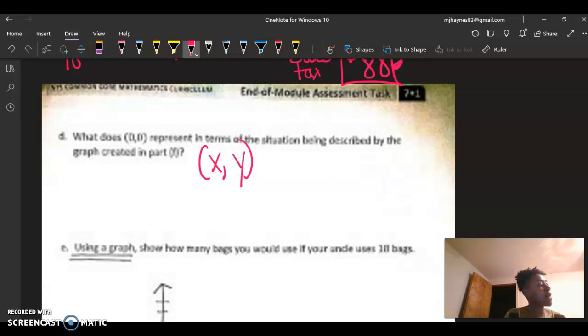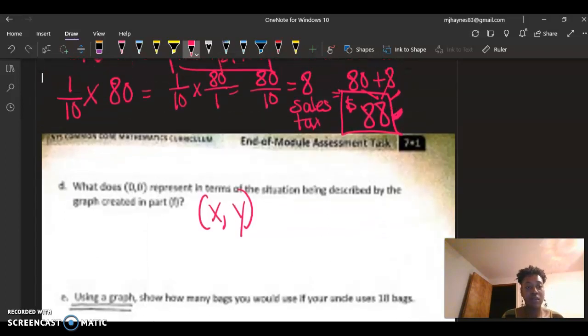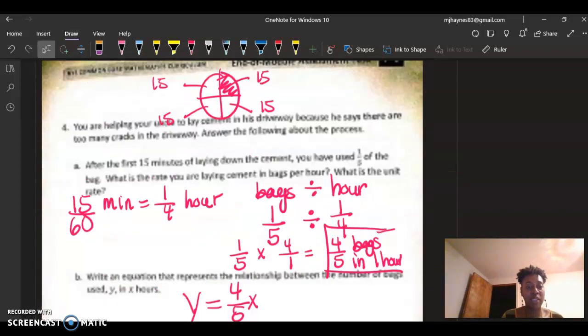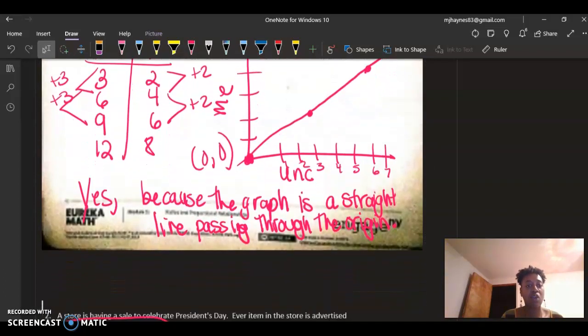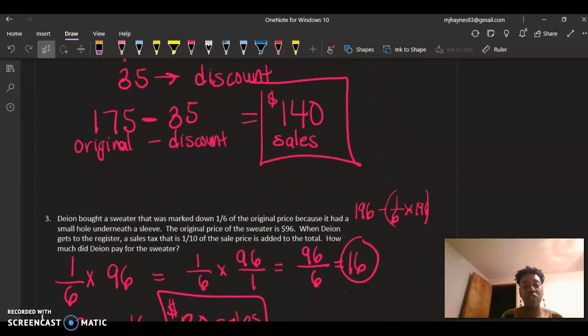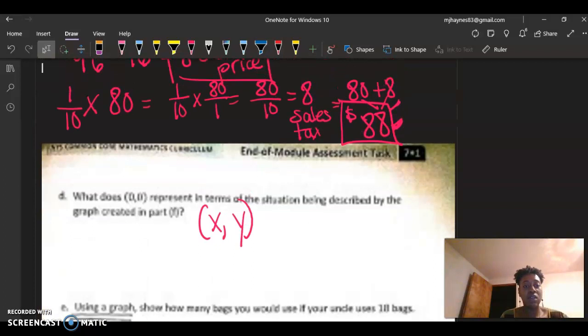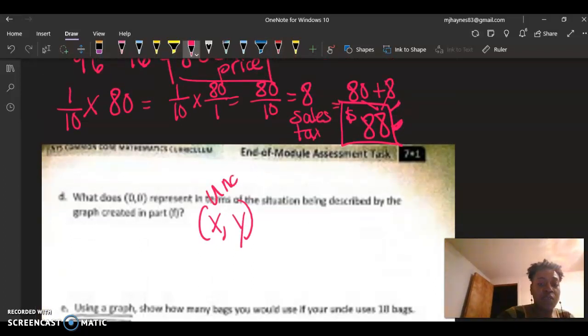So remember, up at the top, X represented, let me look back. X represented time, I believe. Oh no, for part C. So uncle is uncle and you. So 0, 0 means X is for uncle because that's the first variable they gave you. And you're dependent on uncle. Remember, X is independent and uncle does 3 bags for every 2 that you do. So this would be you, or you can write me. All right. So when X is 0 and Y is 0, what does that mean?